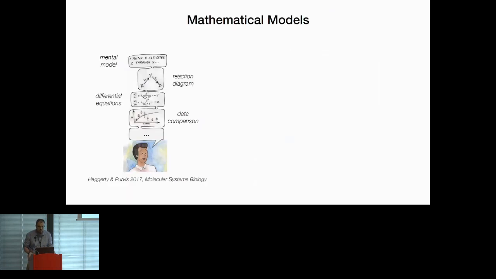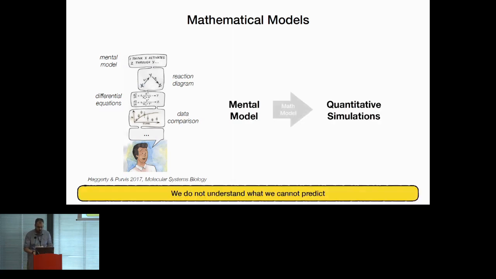So for me, mathematical models are a pretty powerful way to encode our mental models of how biology works. You turn that into reaction diagrams, can then formulate ordinary differential equation models that can be simulated and compared against experimental data. And for me, this is a pretty powerful way to quantitatively check whether our understanding of the underlying biology is consistent with what we see in experiments.